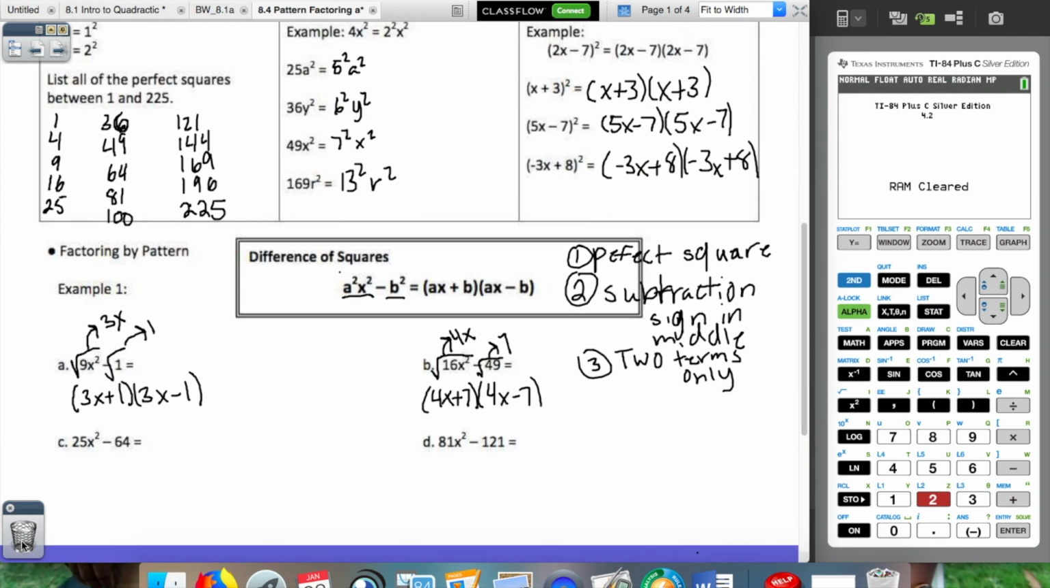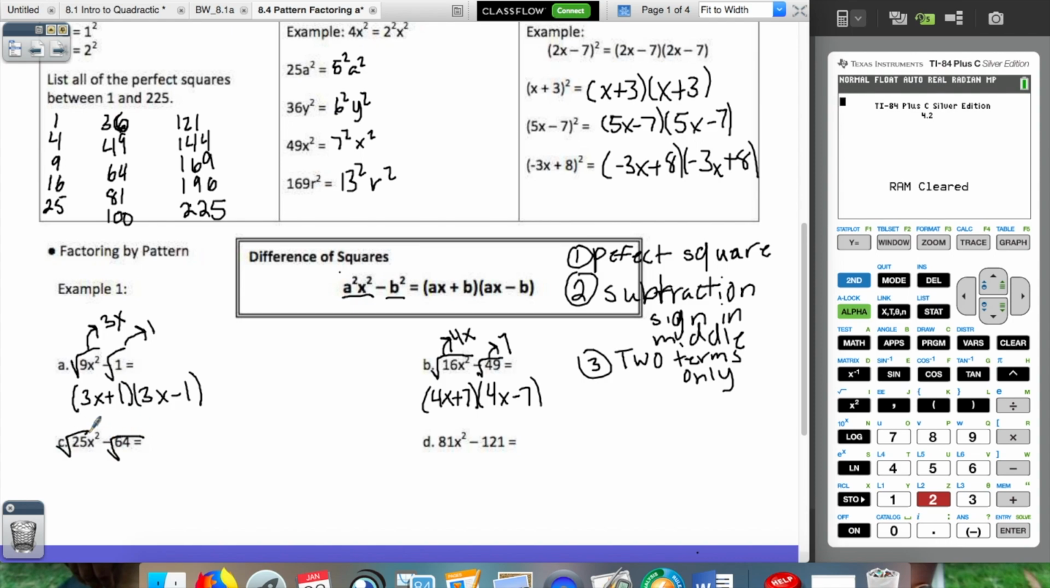So let's check it. First off, is there only two terms? Yeah, we have 25x squared minus 64. There's only two. Is the sign in the middle a subtraction? Heck yeah, it is. And now we need to check, are these both perfect squares? Well, let's see. 25 is a perfect square. Lit. 64 is a perfect square. So I think this is going to work out. So we'll take the square root of the first and the square root of the last.